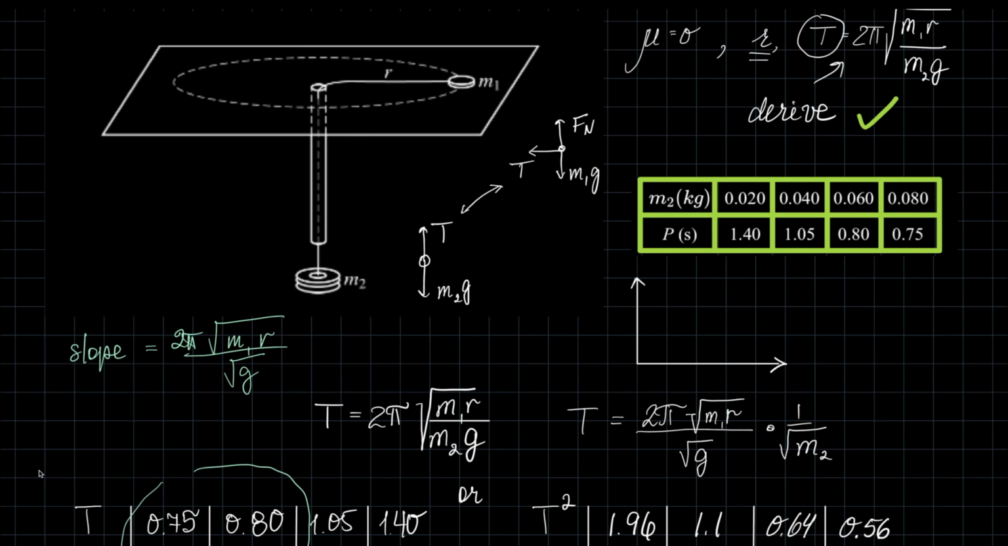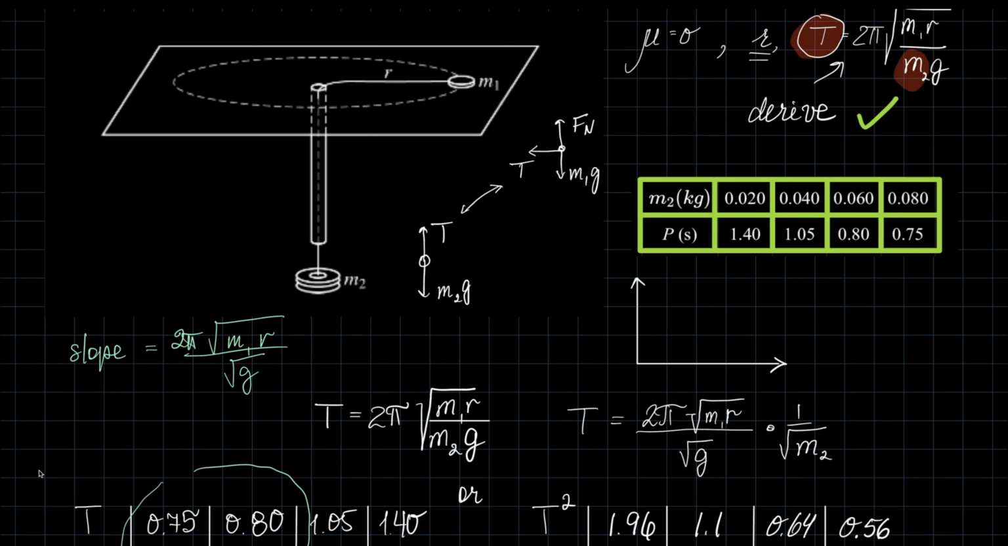through an experiment where they were changing the mass, and that was changing the period of rotation with the same radius and the same mass 1. So remember how we derived this lovely formula for period? M2 was changed, so that is one of the variables, and period changed due to that. So if you look at the formula, we have the connection between period and M2.